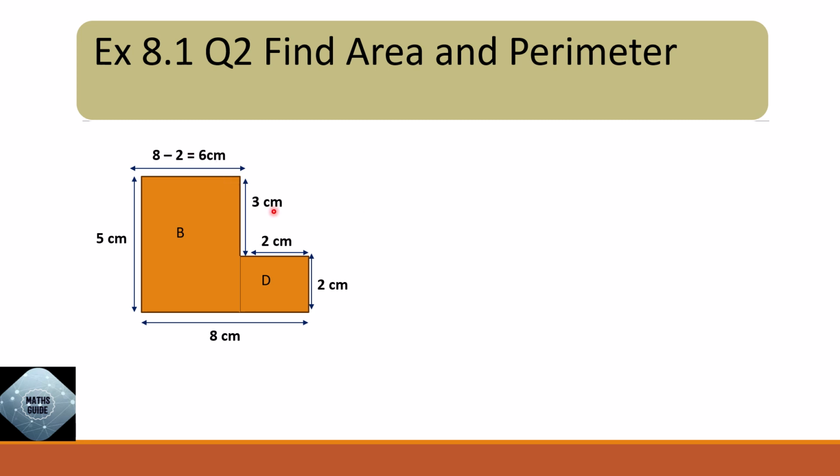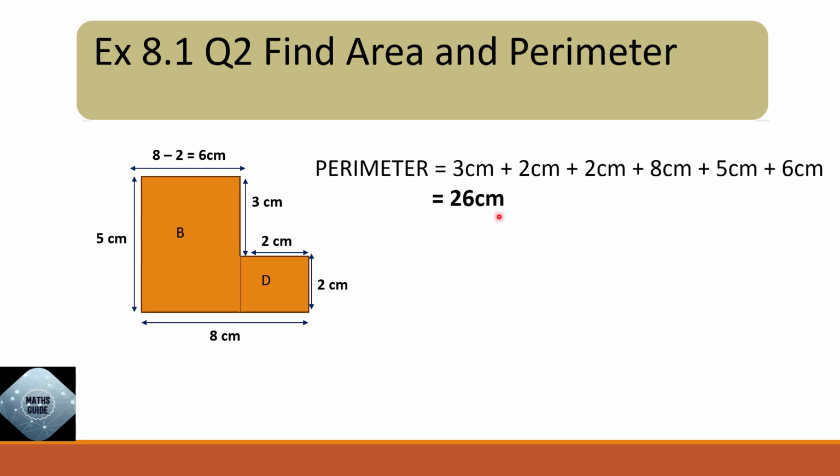For perimeter, we have to find out the sum of all sides of the shape, like 3, then 2, again 2, then 8, then 5, and then 6. So let's find out the perimeter, and the perimeter is 26 centimeter.